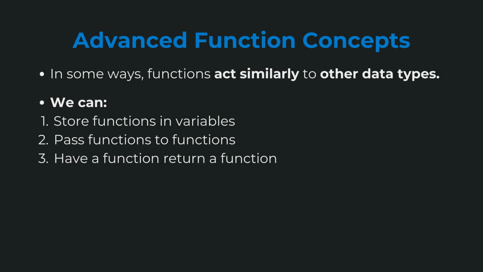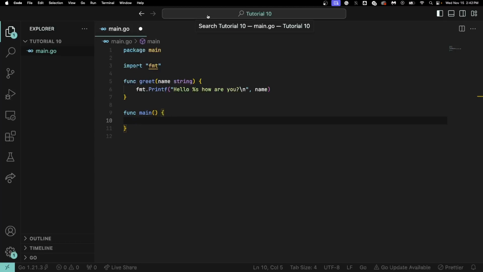So in some ways, functions act similarly to other data types. Just like with other data types, we can store functions in variables, pass functions to functions, and have a function return a function. So first, I'm going to show you that we can store a function inside of a variable. It might sound complicated, but don't worry because I'm really going to break it down.